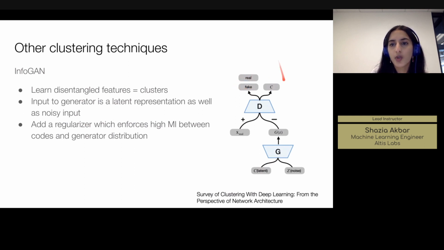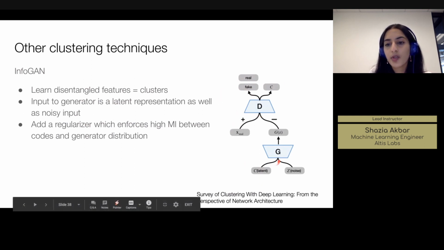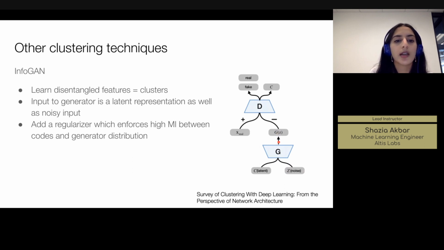So again, there are two terms that need to be optimized here. What's also different about InfoGAN is that the input to the generator isn't just the latent code or code book, but also some noise. Apparently that helps the generator to be more adaptable to noisy data and to generate clusters that have this high mutual information component.